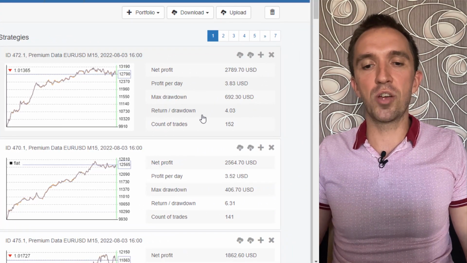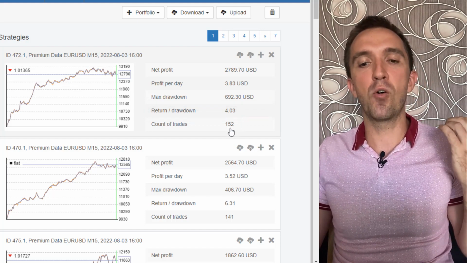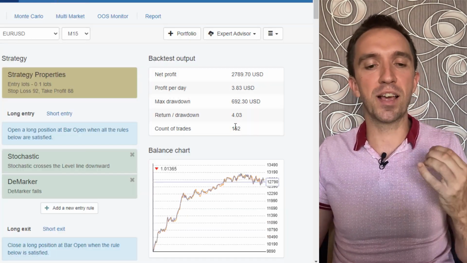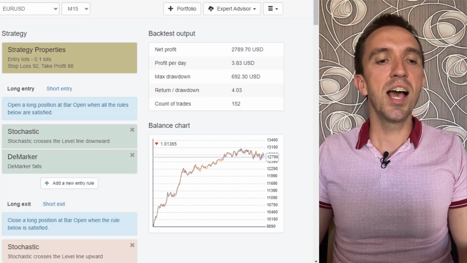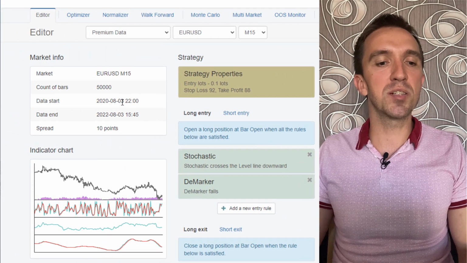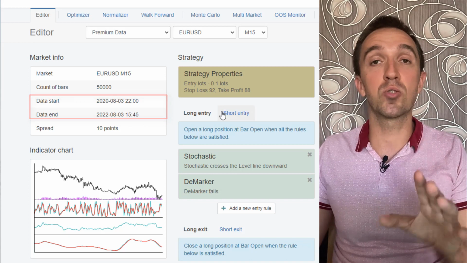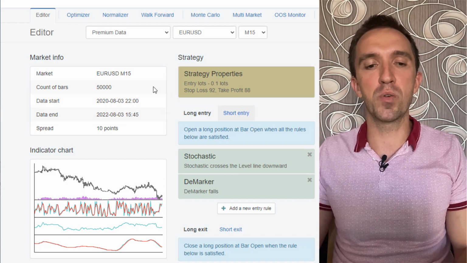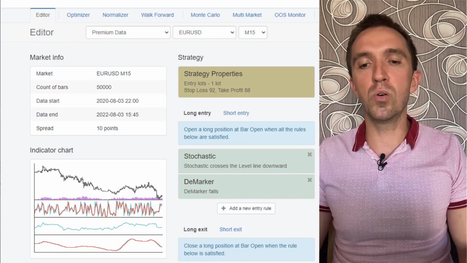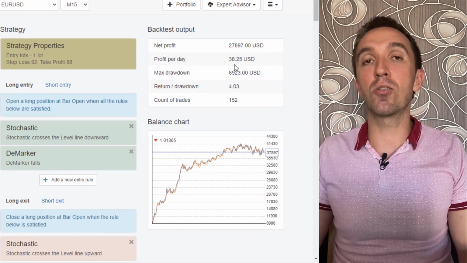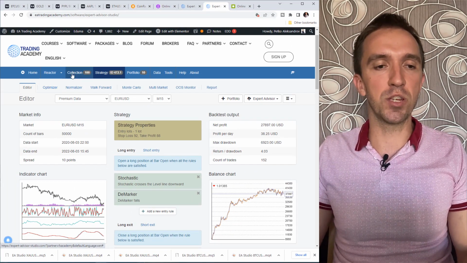The return to drawdown ratio is 4.03, which is pretty decent. We have over 152 trades, and if I click on that strategy you will see the entry and the exit indicators. As well, you will see that it was backtested since August 2020, so for the last 2 years it performed really well. If you were trading it with 0.1 lot, you would get $38 average per day. But that's not the strategy I want to share with you, and I will tell you why.